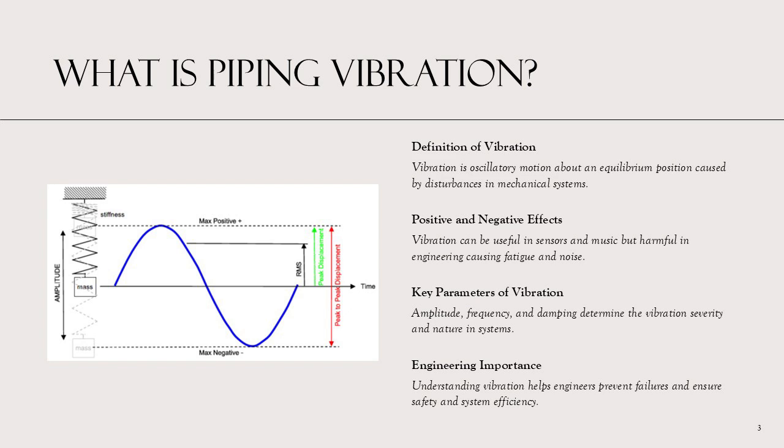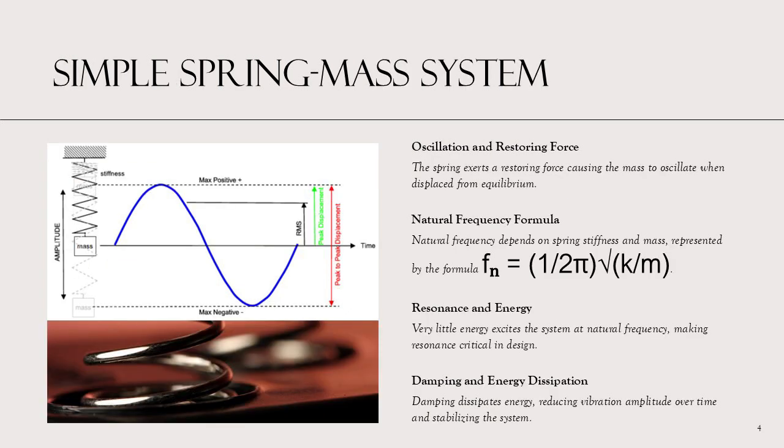Understanding vibration is critical because it allows engineers to predict and mitigate potential problems before they escalate into costly failures. The study of vibration involves analyzing parameters such as amplitude, frequency, and damping, which collectively determine the severity and nature of the oscillatory motion. By comprehending these fundamentals, engineers can design systems that minimize harmful vibrations and ensure structural integrity and safety. A simple spring mass system is often used to illustrate the concept of vibration.